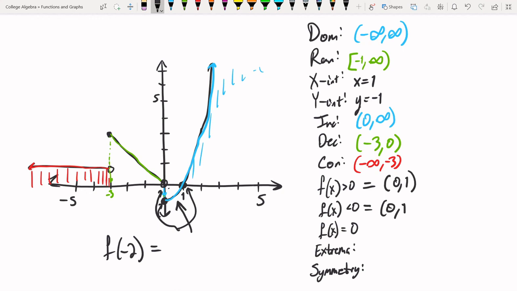I've been saying less than 0 the entire time. The question here says greater than 0, which is everything except 0 to 1. Everything except that is going to be from negative infinity to 0, unioned with 1 to infinity. You see how this spot slips right into that missing union there. And of course, when is f of x equal to 0? There's only one spot that is equal to 0, and that is right there at the x-intercept, which is at x equal to 1.